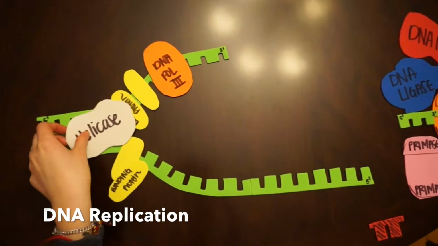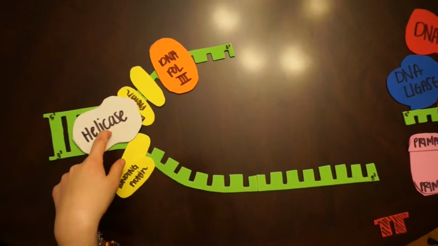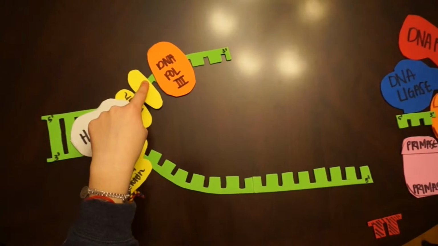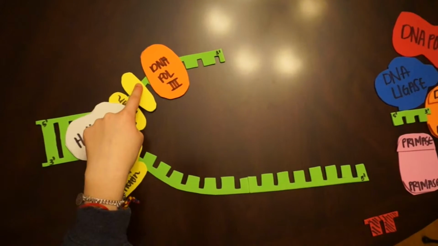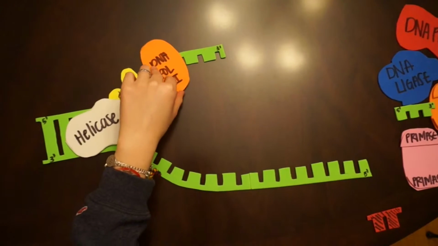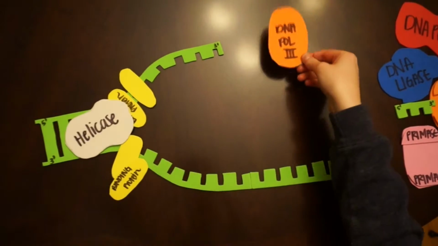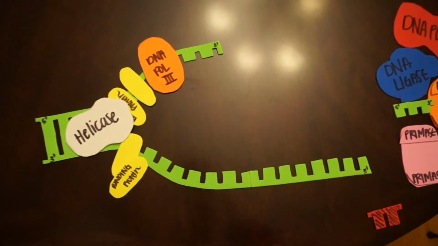In DNA replication, helicase unwinds the parental double helix. Molecules of single-strand binding proteins stabilize the unwound template strands. The leading strand is synthesized continuously in the 5' to 3' direction by DNA polymerase III.